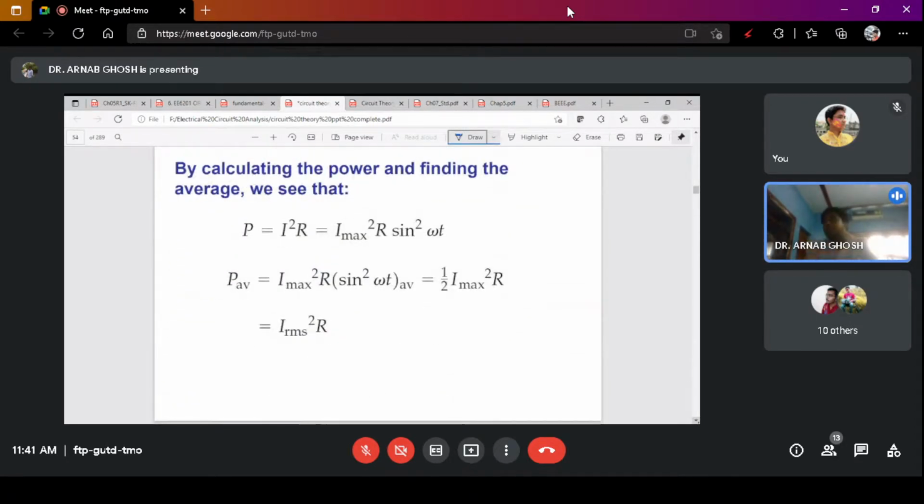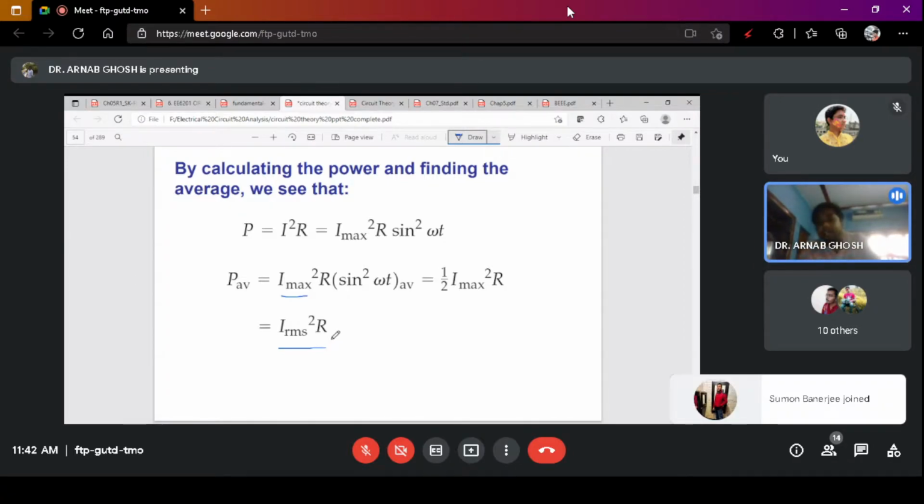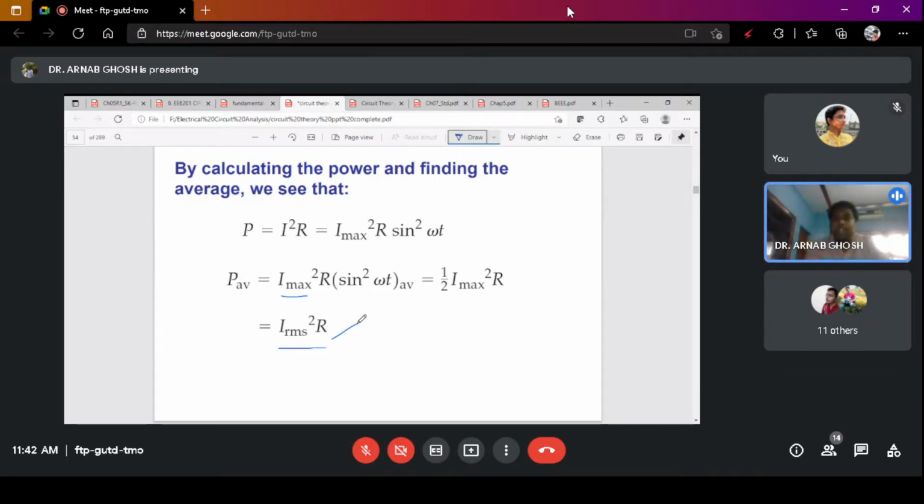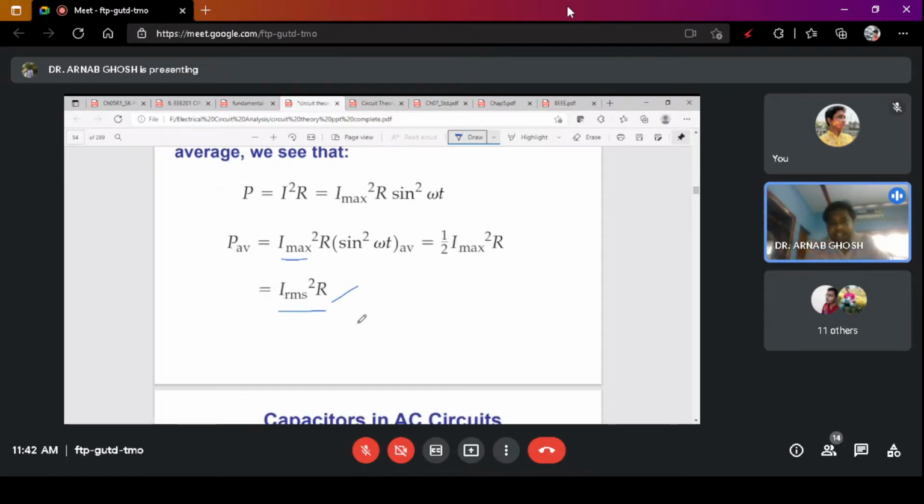And how do you calculate the power for a purely resistive circuit? P is equal to I square R, so that is I max square sine square omega t R. What is the maximum value of sine square omega t? That will be equal to 1. And this I max square, if you replace it by I RMS times root 2 squared, then we get I RMS square. P average is I RMS square into R. So this is how you calculate the average power of a purely resistive AC circuit.